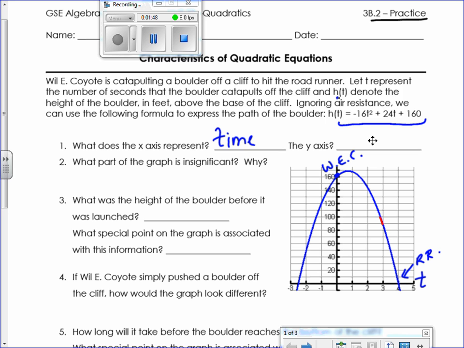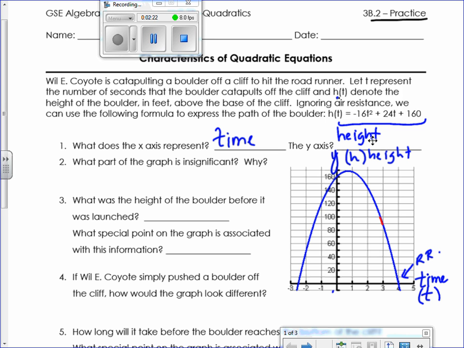Okay, and the y-axis, this is the y-axis. That represents height. So this is time, t, and this is h, height. So that's the y-axis, height off the ground. Number 2 says, what part of the graph is insignificant and why?